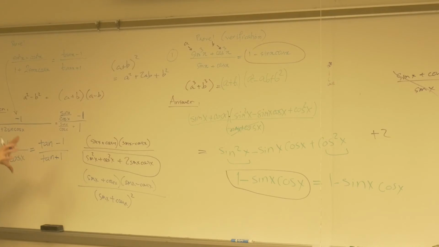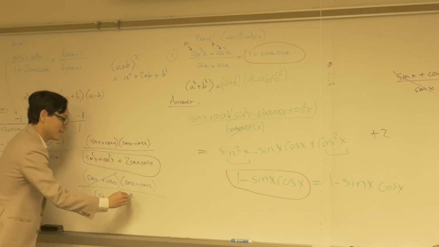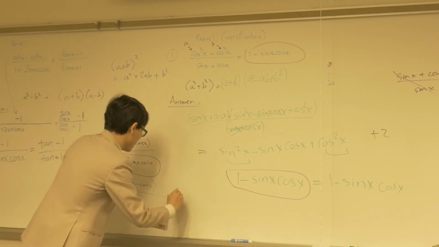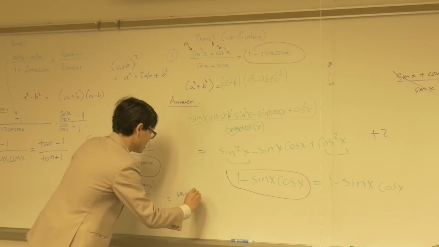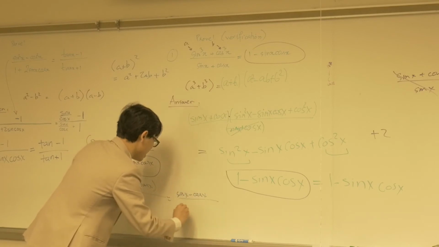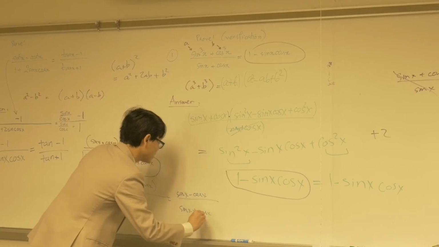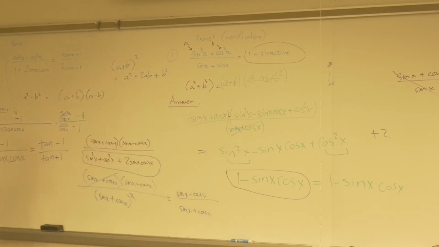Now look at the whole fraction. Can we simplify it? Because it's in product form, I simplify the square with this. So the bottom I have sine x minus cosine x over sine x plus cosine x. But it's not there yet. We need to bring it to this.